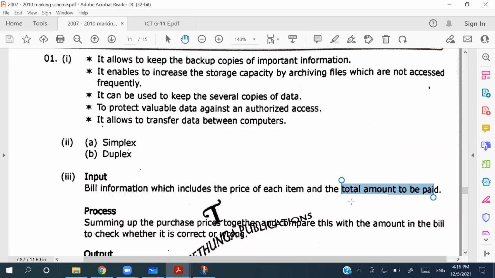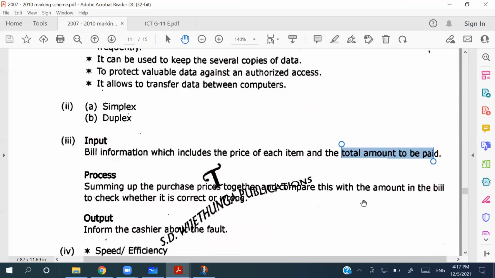So at the end of the process, once we give that this particular item has this much quantity, likewise the system will calculate the total bill, right? So because of that, don't take total amount to be paid as an input, people. So you can say price of each item, quantity of each item, and you can say the item code or name of a particular item. Those can be taken as the inputs. Processes: summing up the purchased items' prices together and comparing this with the amount in the bill to check whether it is correct or wrong.